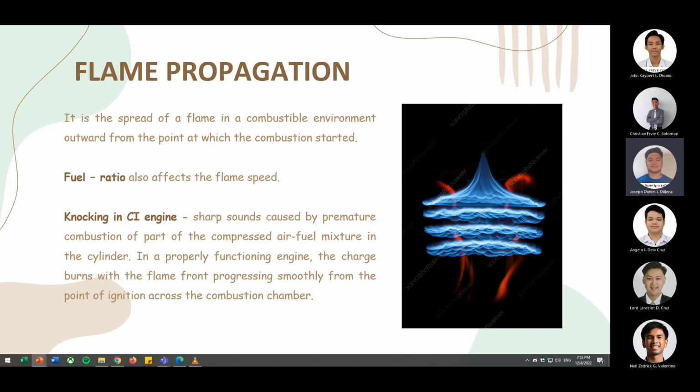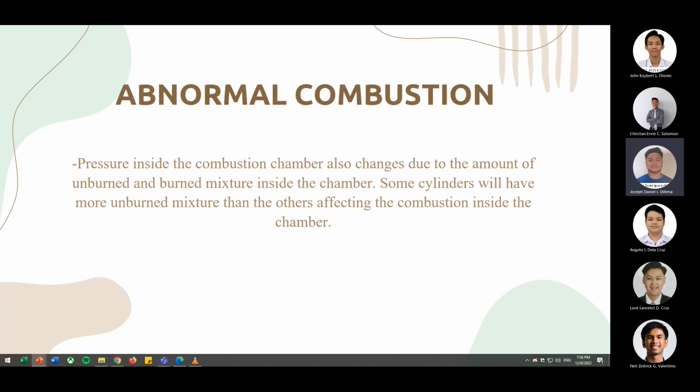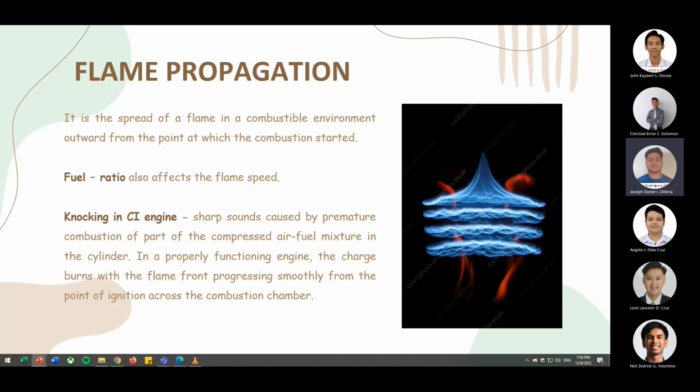Knocking in CI engine is a sharp sound caused by premature combustion of the compressed air-fuel mixture in the cylinder. In a properly functioning engine, the charge burns with the flame front progressing smoothly from the point of ignition across the combustion chamber. The CI engine also experiences knocking, which happens during the injection phase. Only a tiny number of droplets will ignite at a time if the injection rate is maintained, resulting in a gradual rise in temperature and pressure inside the chamber.